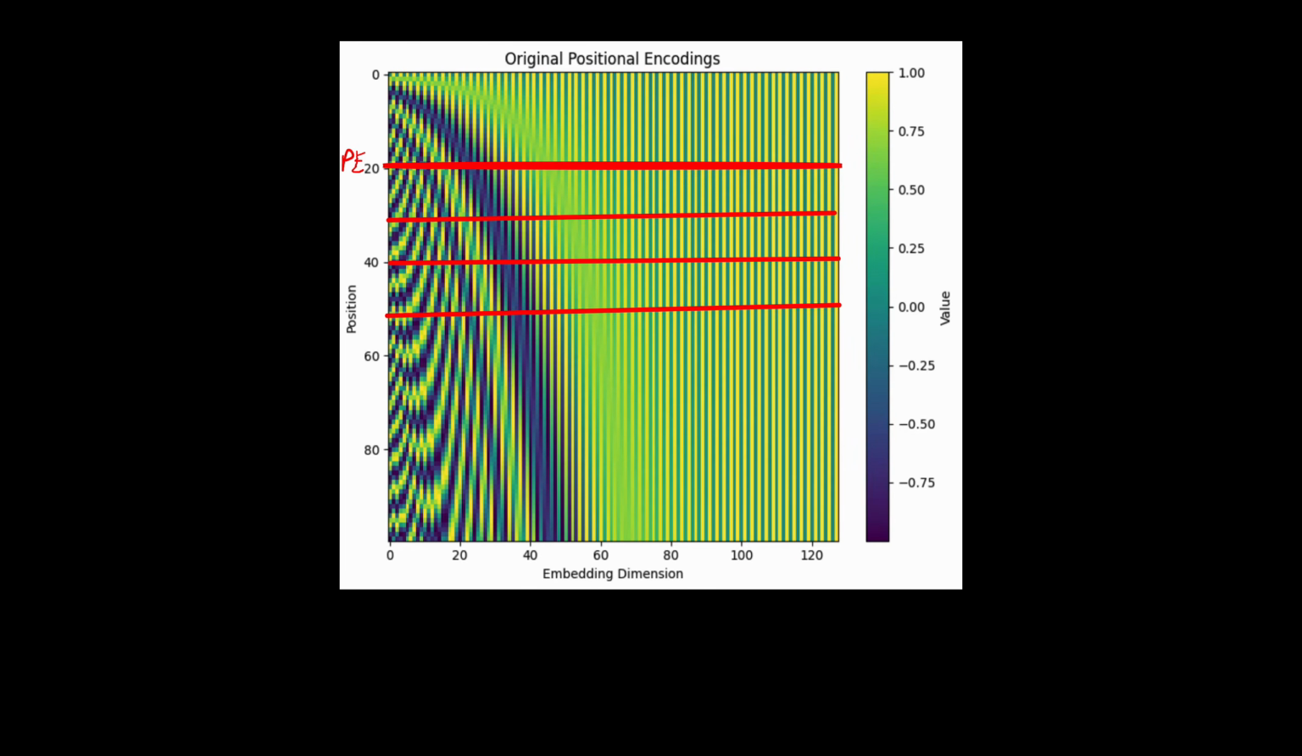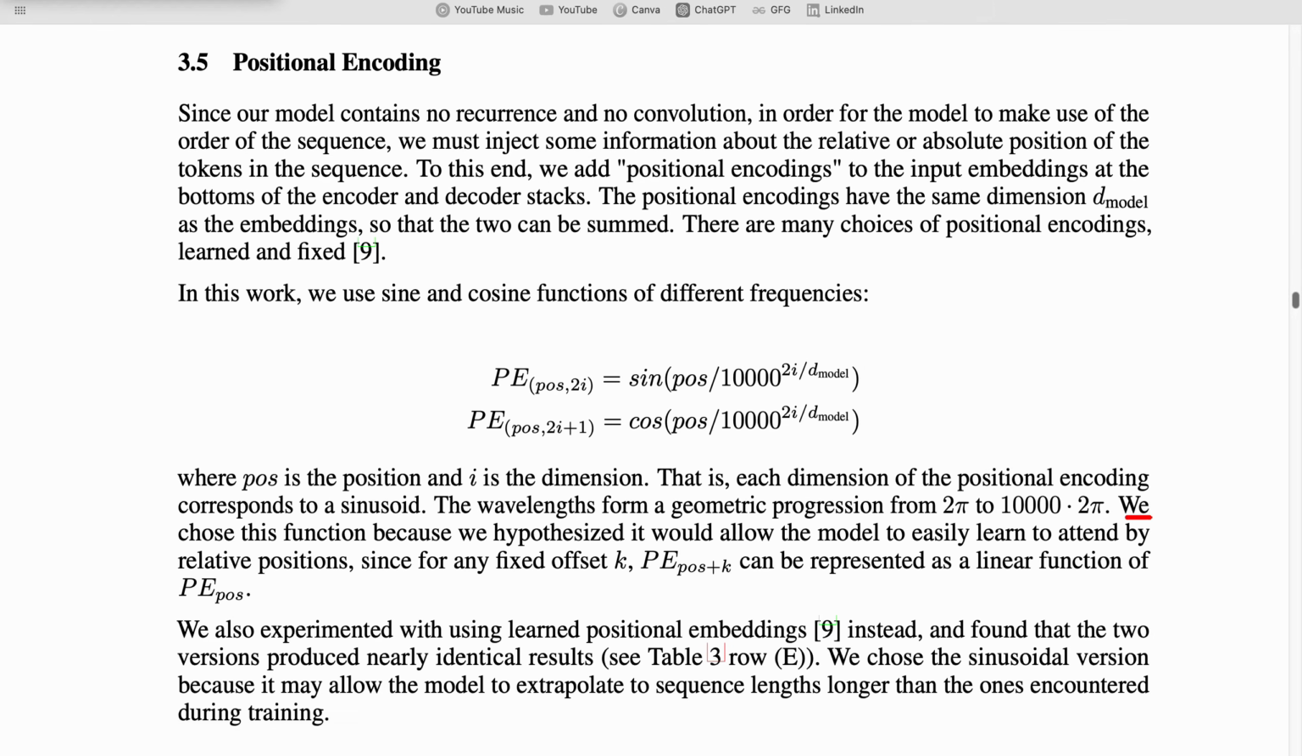And similarly, if I know the position encoding at 80, I have the power to predict the position encoding at 90, 100, and so on. And because of this predictable property, the authors of the Attention is All You Need paper decided to use this sinusoidal pattern in positional encoding. Here's what they're saying. We chose this function because we hypothesized that it would allow the model to easily learn to attend by relative positions, since for any offset k, the position encoding of POS plus k can be represented as a linear function of position encoding of POS.